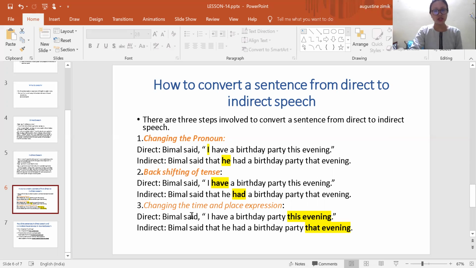Number three, changing the time and place expression. How are we going to change the time and place expression here? We must say, I have a birthday party this evening. This evening means today. And we have changed the time from this evening to that evening in indirect speech.